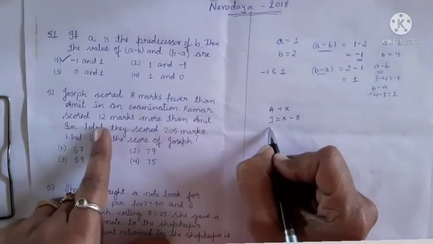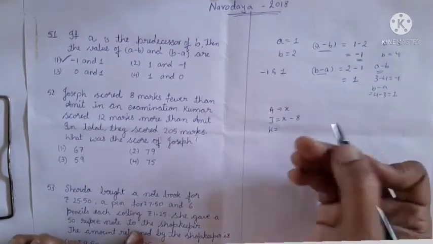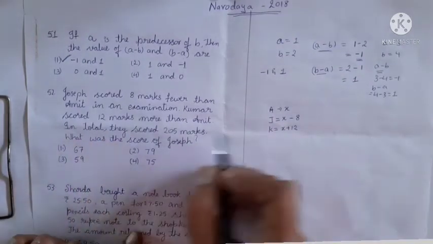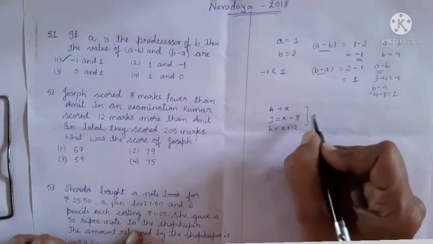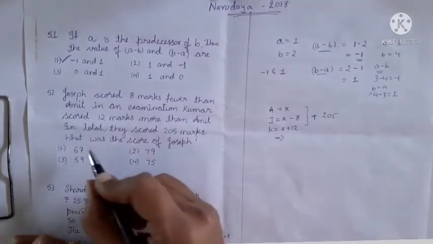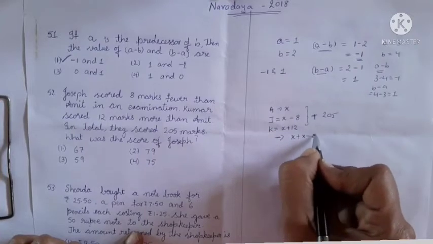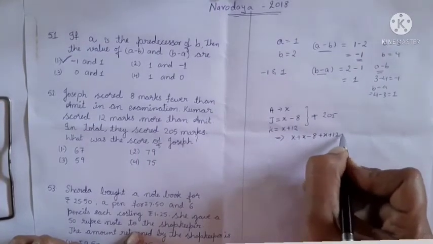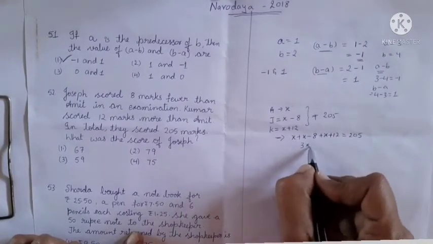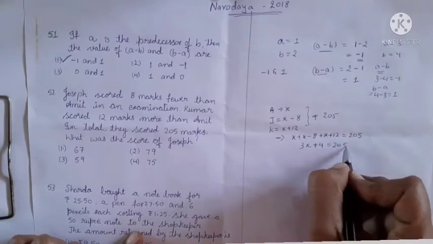Also they have given that Kumar scored 12 marks more than Amit. It means more than Amit, so it will be X plus 12. Further they have given the total score: when you add all these, you get 205. So let us see the score of Joseph. X plus X minus 8 plus X plus 12 is equal to 205. X plus X plus X is 3X. Minus 8 plus 12 gives plus 4, which is equal to 205.